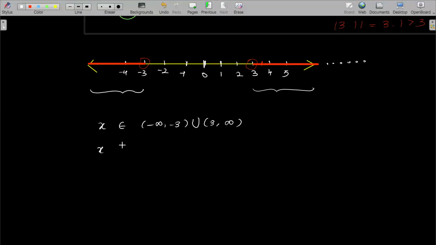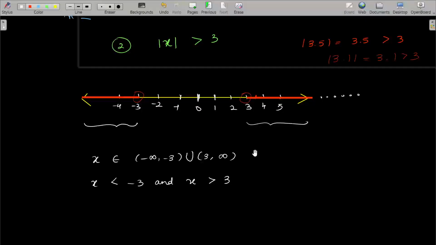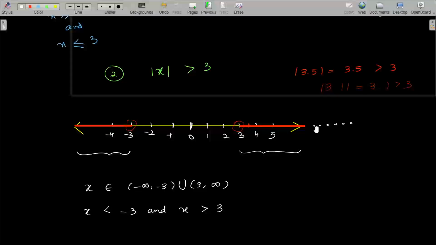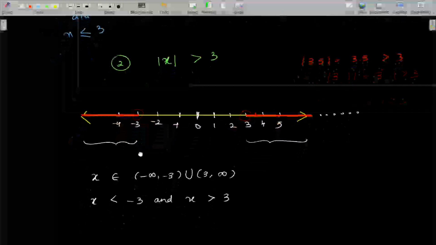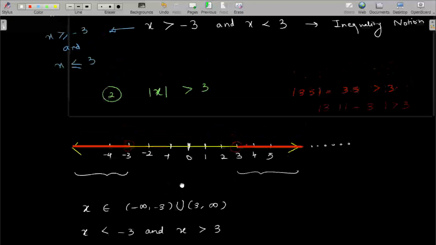X is less than -3, and X is greater than 3. Perfect, absolutely correct. So again, as I mentioned, you can get the options in any notation, either interval notation or inequality notation, and you can also get the options in number line notation. So we should be able to find the solution in three ways: on the number line, in interval notation, and in inequality notation.